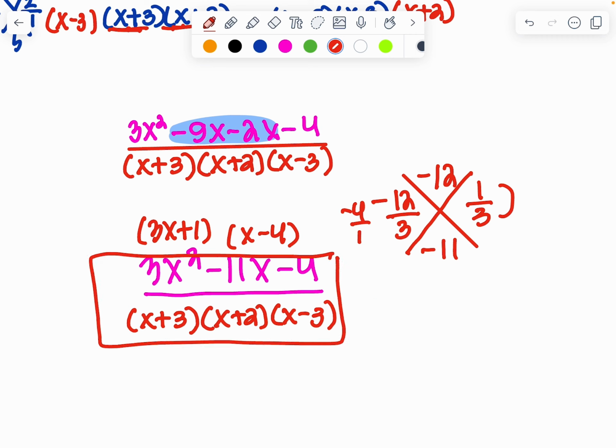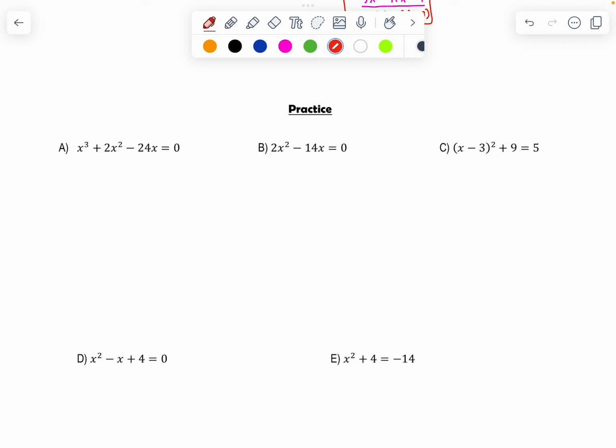The rest of this is practice with solving. So what I suggest you do is pause the video and try these 5 on your own, and then just fast forward through it to check your answers. And if you got something wrong, you can look through the work and see what you did wrong. But if you got them right, then you can start on the homework.